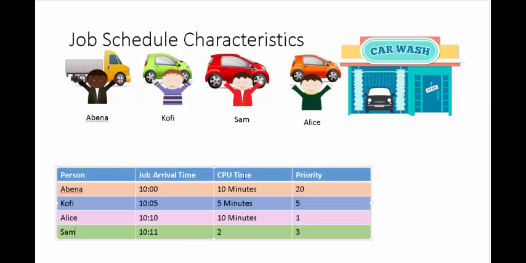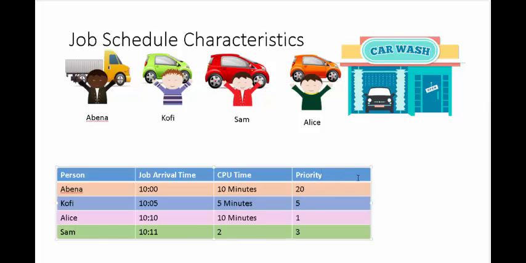I wrote CPU time just so you start getting comfortable, but basically this is how much time they are spending in the washing area with the car. Abner would like to spend 10 minutes. Kofi would like to spend 5 minutes. Alice, when she comes in at 10:10, wants to spend 10 minutes as well. And Sam wants to spend 2 minutes.